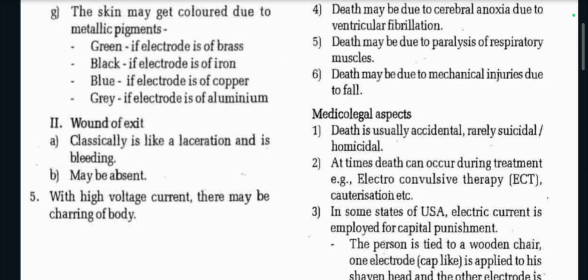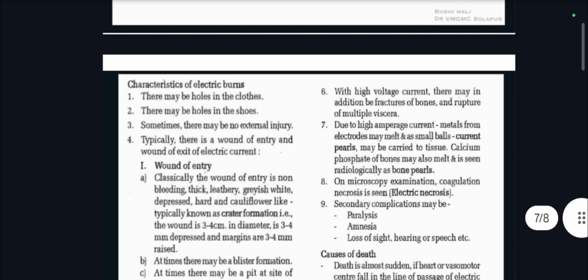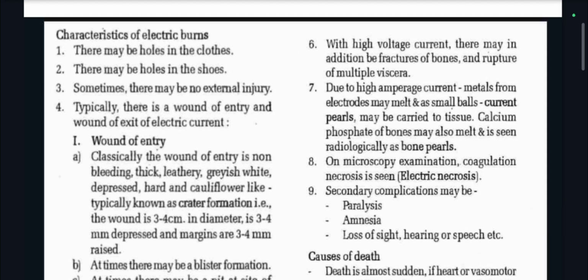Now what is the fifth feature? With high voltage current there may be charring of the body. I told you earlier. Sixth, with high voltage current, there may be, in addition, fractures of bones and rupture of multiple viscera. Due to high amperage current, metals from the electrodes may melt and form small balls, called current pearls, which may be carried into the tissue. Calcium phosphate of bones may also melt and is seen radiologically as bone pearls. On microscopic examination, coagulation necrosis is seen, and that is nothing but electric necrosis. Secondary complications may be paralysis, amnesia, loss of sight, hearing or speech.